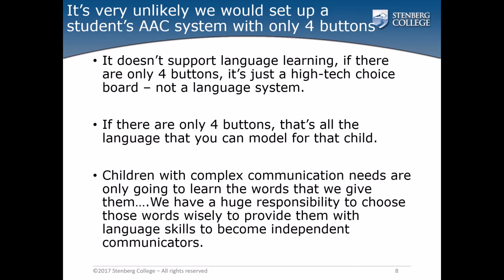Children with complex communication needs are only going to learn the words that we give them. We have a huge responsibility to choose those words wisely, to provide them with language skills to become independent communicators. We really have no idea how much our students with complex communication needs know. And more often than not, they surprise us with what they do know and what they're capable of understanding. We need to set the bar high for our AAC users when it comes to giving them language.